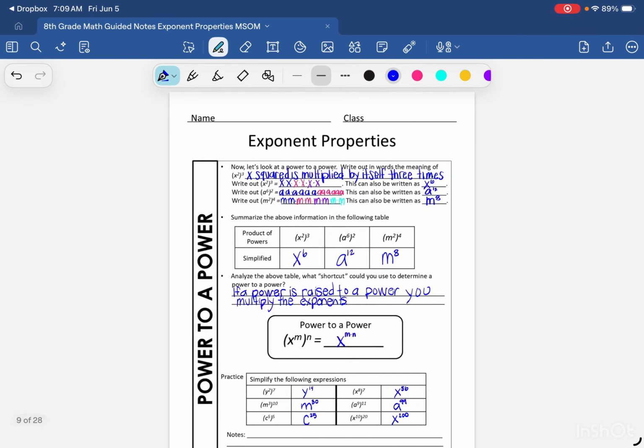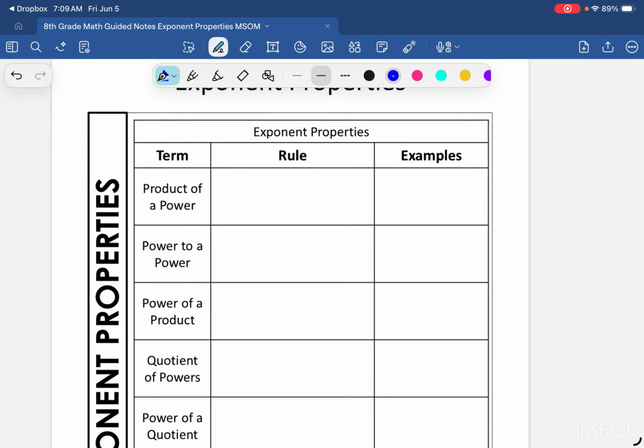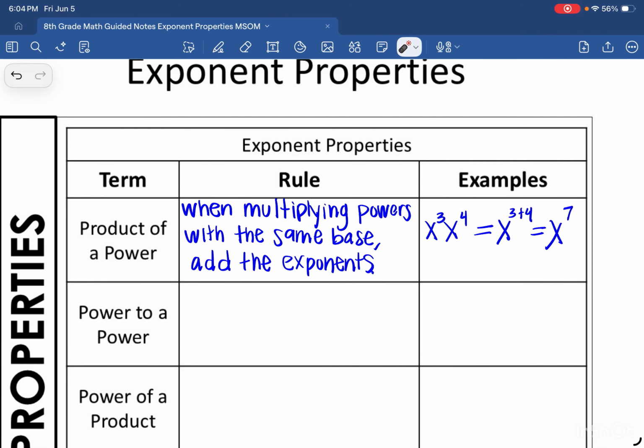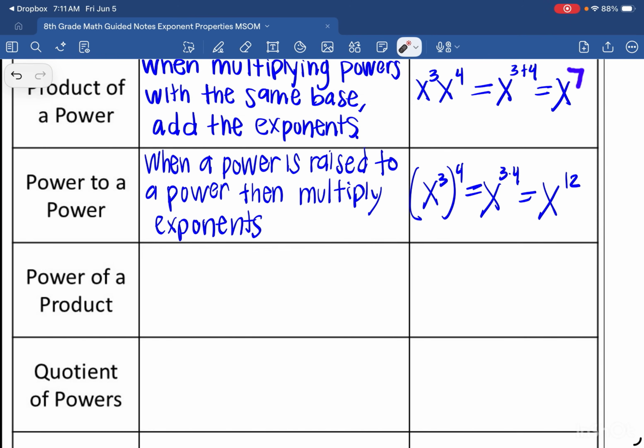Now we're going to go back to the first page and simplify everything that we've learned. Product of a power. When multiplying powers with the same base, you add the exponents. X to the third times x to the fourth equals x to the 3 plus 4, which equals x to the 7th. Power to a power. When a power is raised to a power, then multiply exponents. So if it looks like x to the third to the fourth, that is x to the 3 times 4, which is x to the 12th.